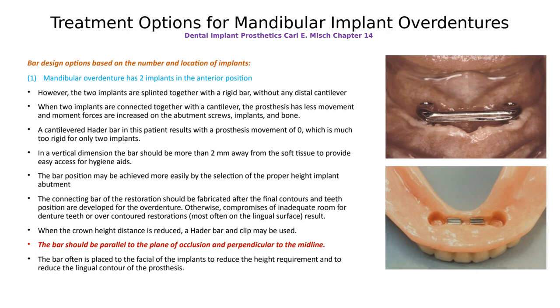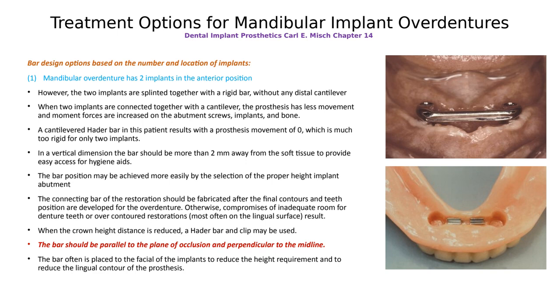So these are some treatment options for mandibular implant overdentures. When we have an overdenture that has 2 implants in the anterior position, as we see here in the picture, this is exactly what we were talking about, the Hader bar, where we have the bar inserted in the patient's mouth in the anterior position, and the bar is retained by 2 implants.